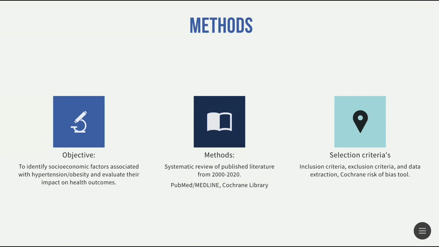Data extraction was a critical step in this systematic review, and a standardized form was used. It included details such as study design, sample size, socioeconomic indicators, and outcome measures. By extracting and organizing the data systematically, we were able to analyze and compare the findings across selected studies. To assess the quality, we used the Cochrane risk of bias tool, which evaluated various aspects of study design, such as randomization, blinding, and attrition, to determine the risk of bias in each study. Assessing the quality of the studies helped ensure that the findings are reliable.